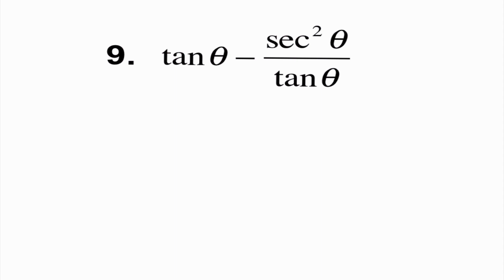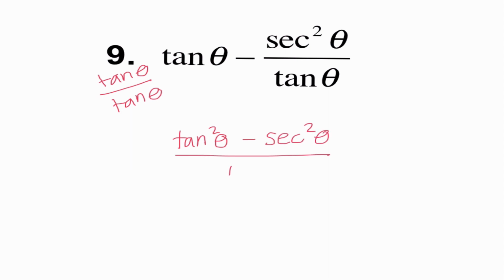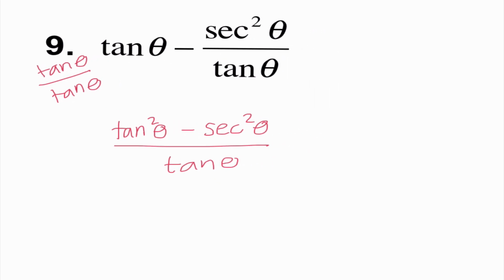And our final example of the day here, tan minus secant squared over tan. Okay, once again, there's probably a few different ways we could go about doing this. The first thing that I would do is try and get a common denominator. So I'm going to multiply by tan over tan. So I get tan squared minus secant squared over tan. And I went ahead and kind of did two things at once there. I simplified that into a single term because I knew that I had a common denominator.